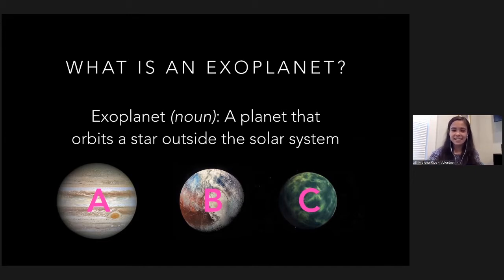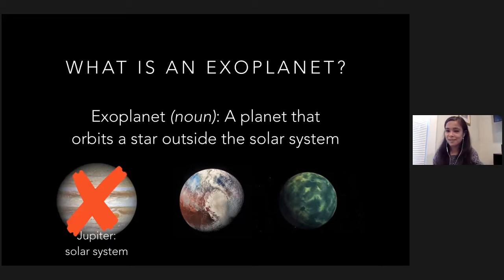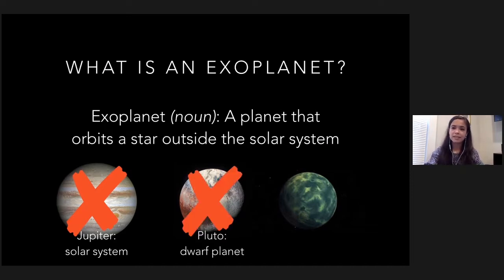A here is not an exoplanet because this is actually Jupiter. Jupiter is a solar system planet, so it can't be an exoplanet because it's in the solar system. B is also in the solar system, and this image is a little bit less well known, but this is actually a picture of Pluto. Pluto is a dwarf planet, so it is also in the solar system, it orbits the sun, and so it can't be an exoplanet either.